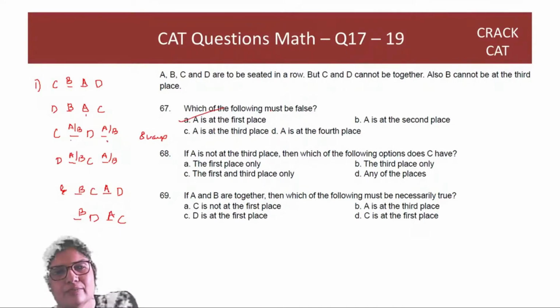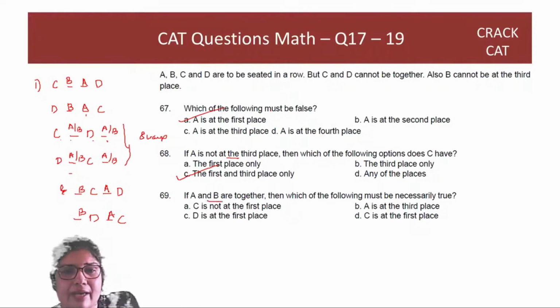So this is false. If A is not at the third place, that means we are looking at these possibilities. Then which of the following options does C have? C can be in the first place or the third place only. Right? Answer is option C.